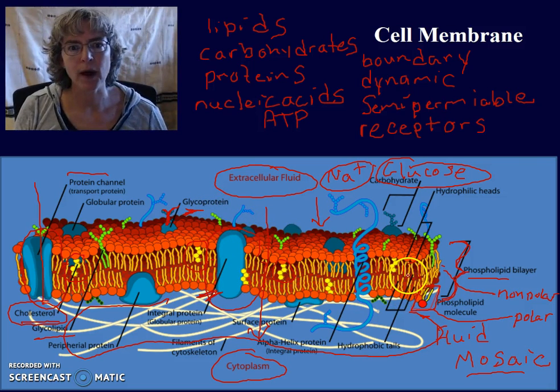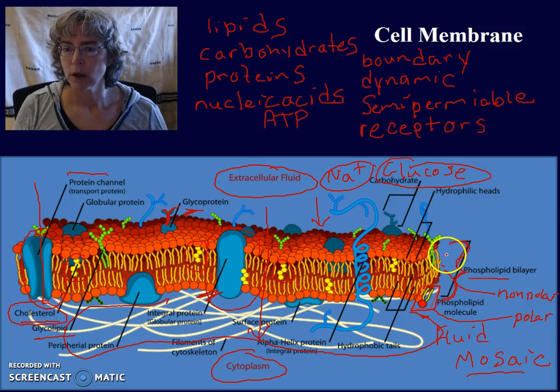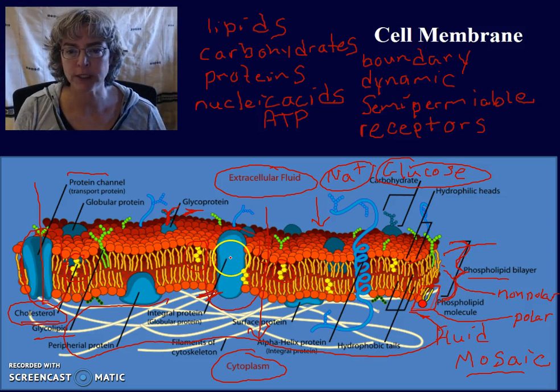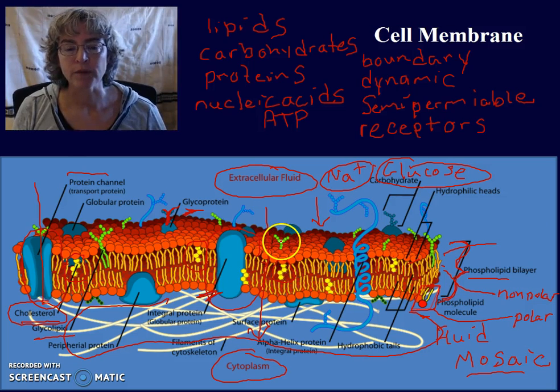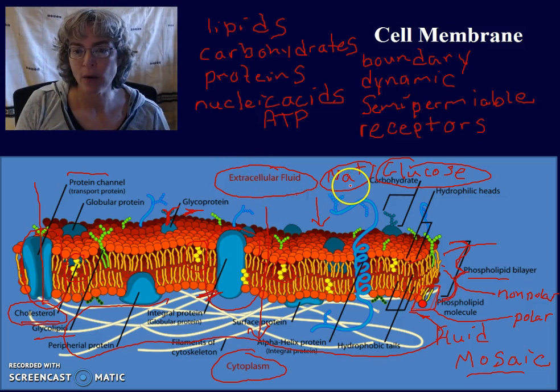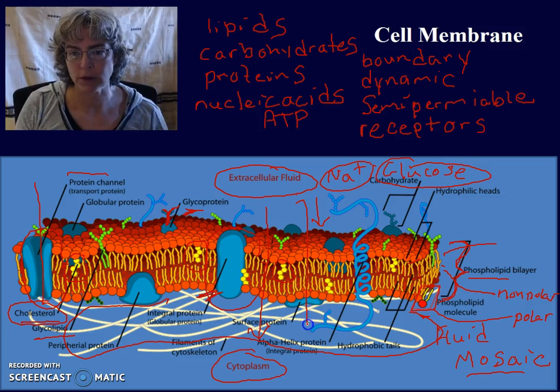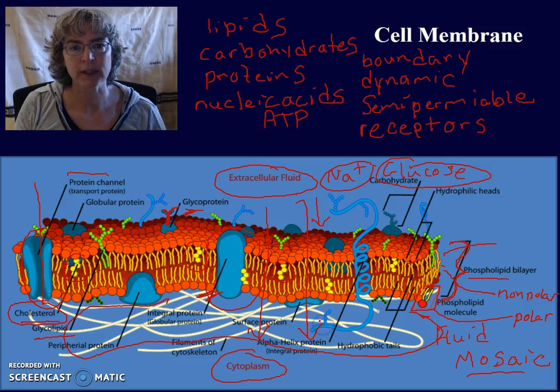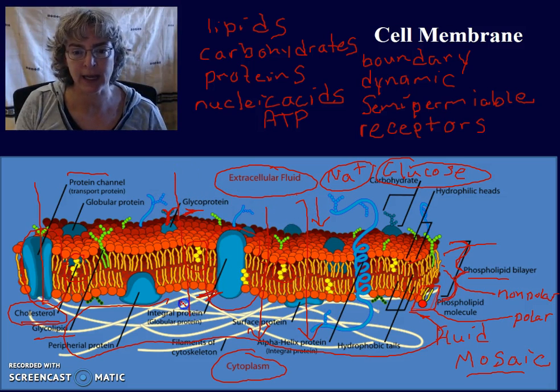Okay, so that's our cell membrane. We've got our phospholipid molecules making up our phospholipid bilayer. We've got proteins, we've got cholesterol, we've got glycoproteins and glycolipids. Now, what we need to figure out is how do molecules get through this membrane that need to get through? How does food get in, and how does waste get out?